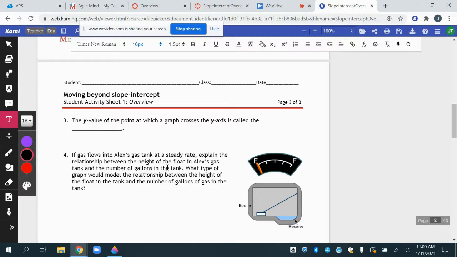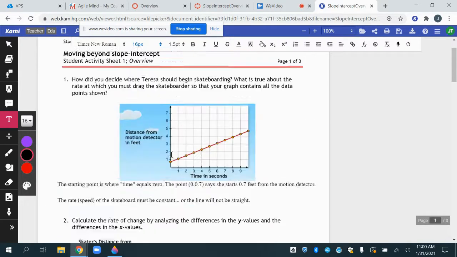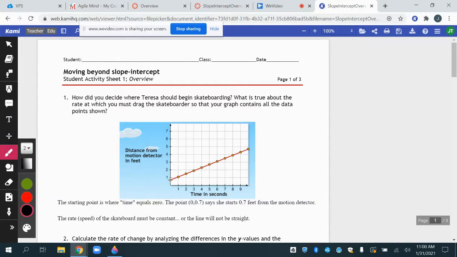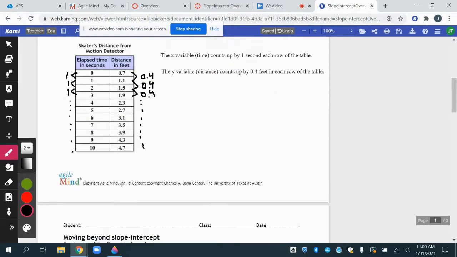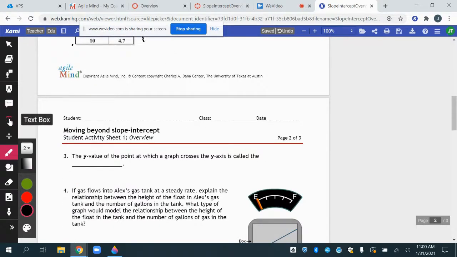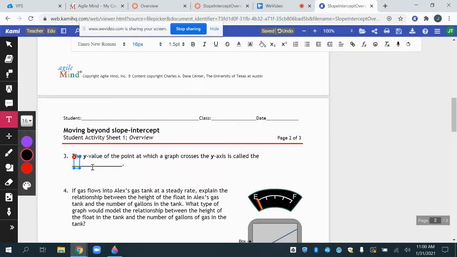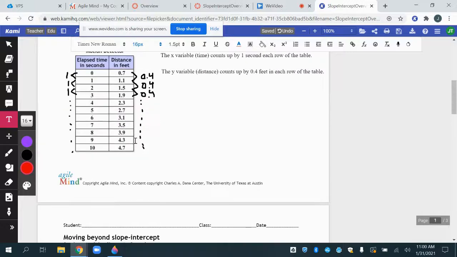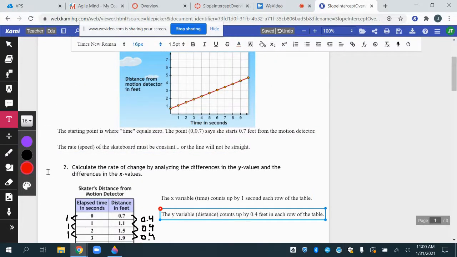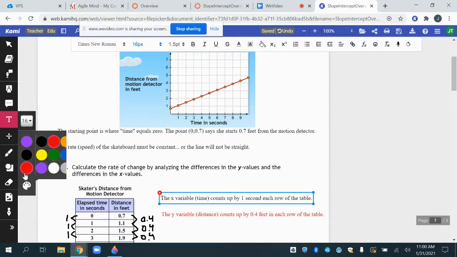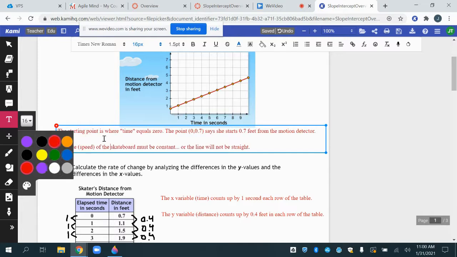Now, the x value of the point at which the graph crosses the y-axis. That's an important thing to note. What is this called right here, where a graph crosses the y-axis? That is called the, I'm just going to type it in here. Think about it. You probably know the y-intercept. Well, I should actually have that be red so you can see it. There.